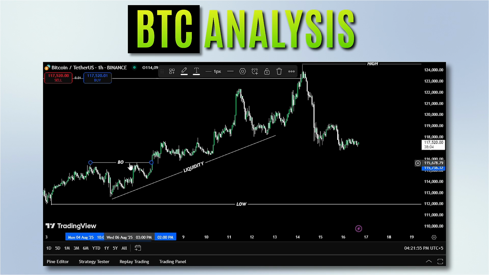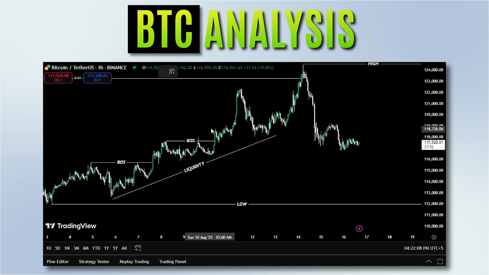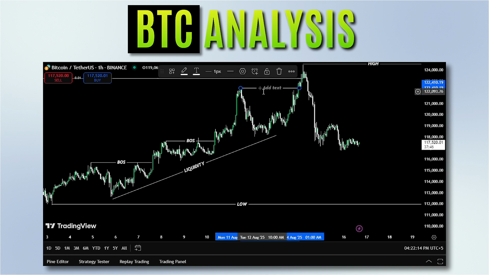Now, on the 1-hour chart, we see a more detailed view of the recent price action. The trend is still bullish, and we have multiple BOS events confirming this. However, notice the price action that took place before the most recent rally. We have what's called an inducement. This is a small pullback or low that tempts traders to enter long positions prematurely, only for the price to reverse and take out their stop losses. The market often takes out this inducement liquidity before the real move begins.